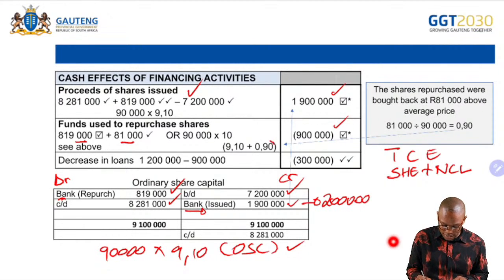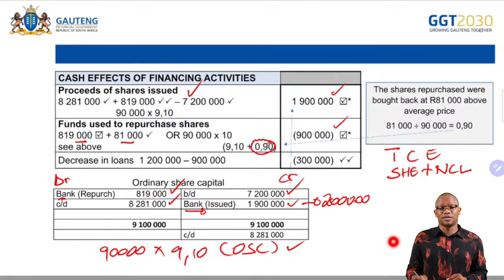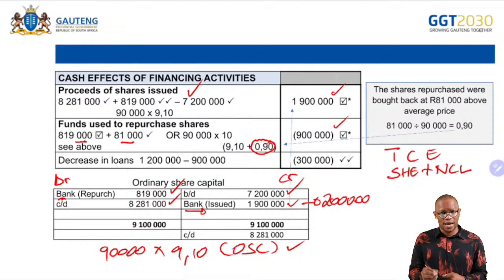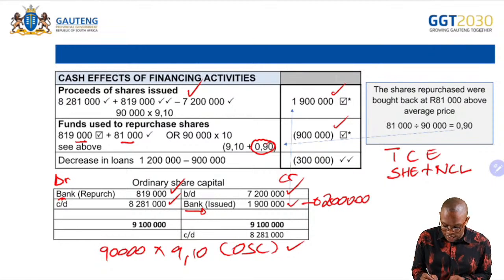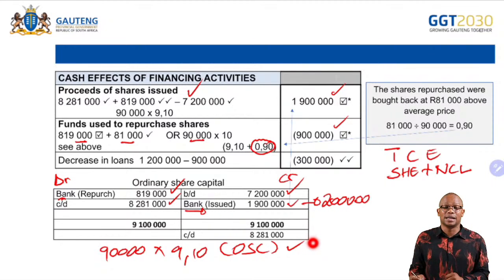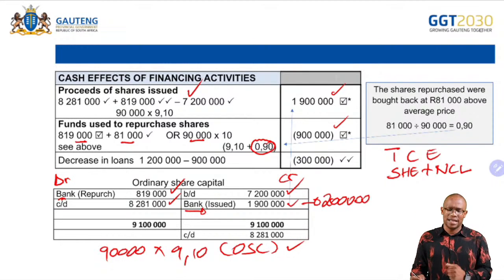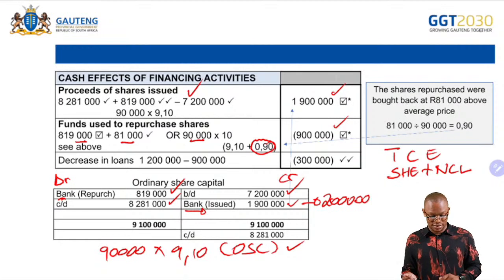Or the other way, we did calculate the price that we paid for repurchase of shares. We found out that it was 10 rand. We also calculated the 90 cents on the previous slide. Remember, we said 81,000 rand, that was above the average price, divide by the 90,000 shares. We got 90 cents. So when you add it to 9 rand 10 cents, you get 10 rand. And how many shares did we buy back? We bought back 90,000. So 90,000 multiplied by 10 rand, you'll get 900,000. I hope it makes sense, Mense.